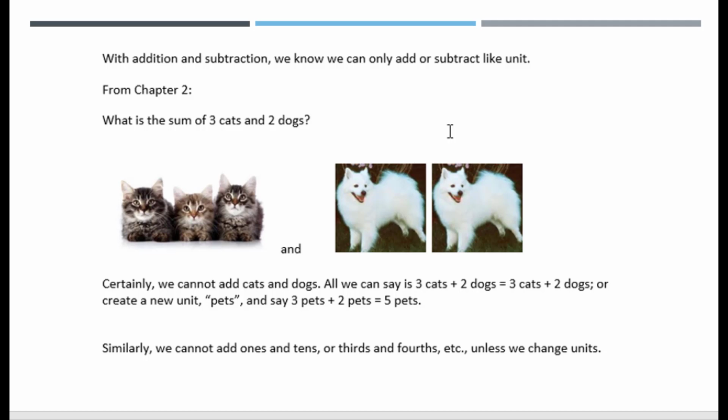And recall from Chapter 2, right? 3 cats plus 2 dogs. You can't add them unless you change the unit to something like pets. So in fractions, that's going to become really important.